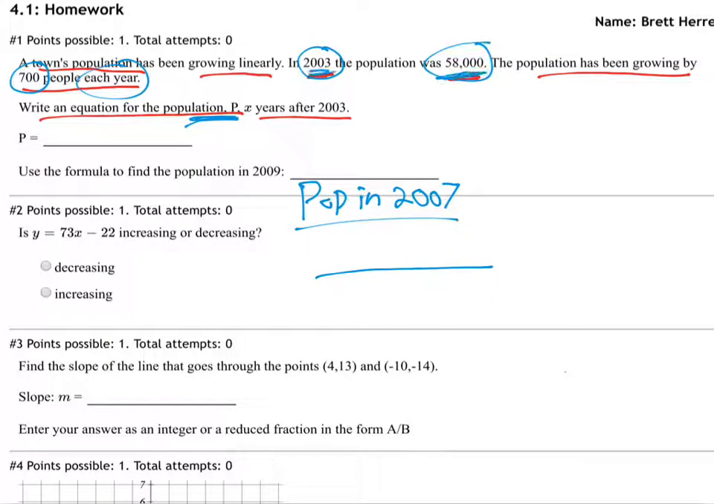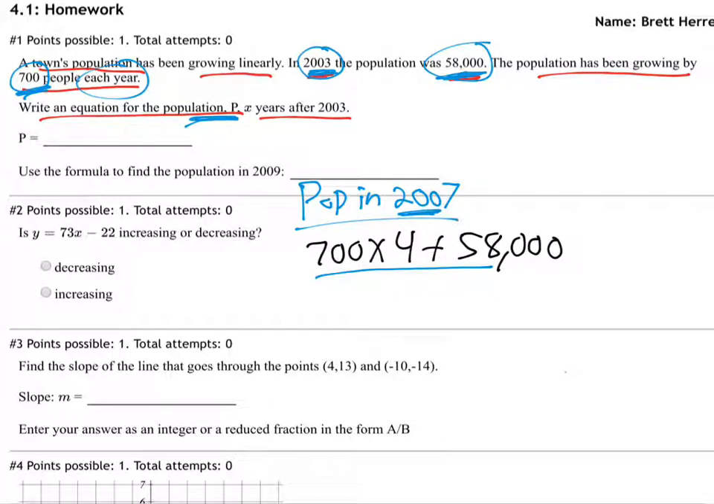58,000 people in 2003. It's going up 700 a year. What's it going to be in 2007? So what would you do? Again, I don't care what the answer is. I care what would you actually do? You would do what's that? 700 times 4 plus 58,000. Beautiful. It's exactly what you would do, right?